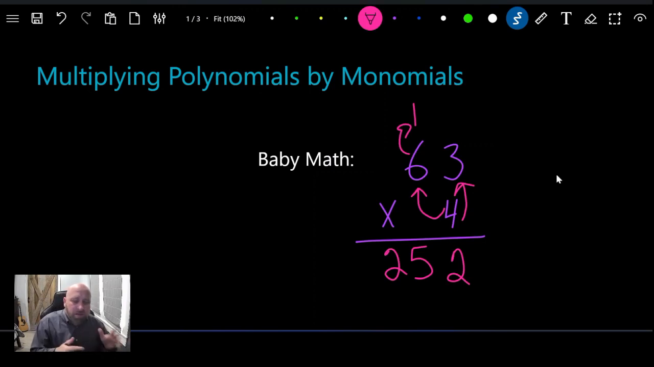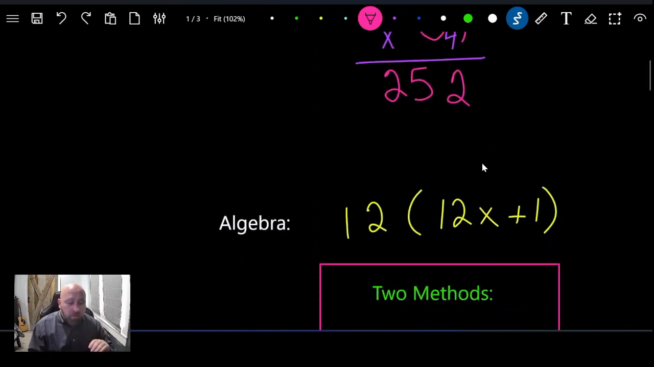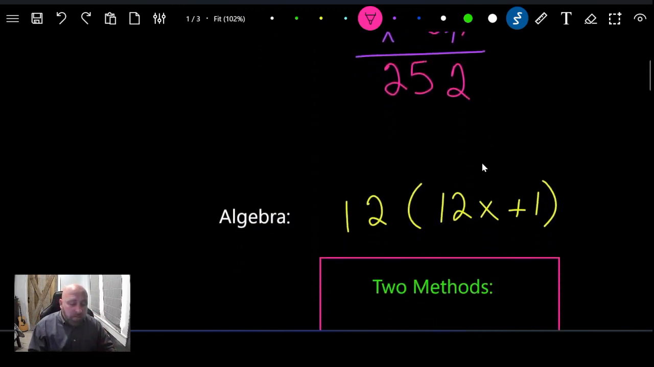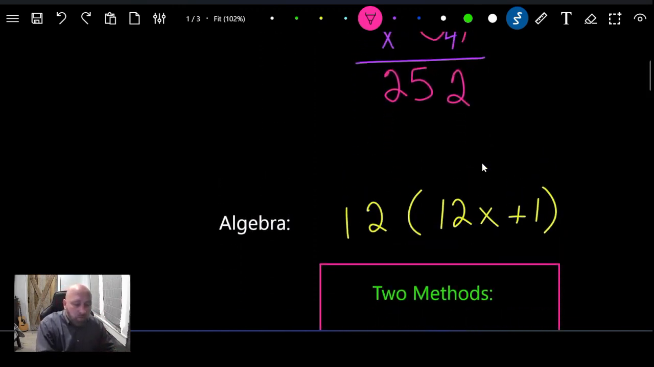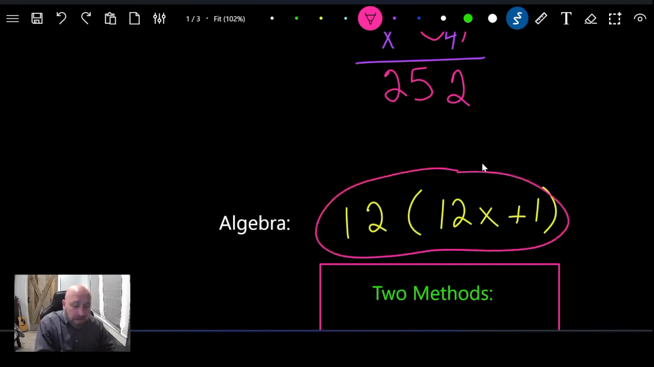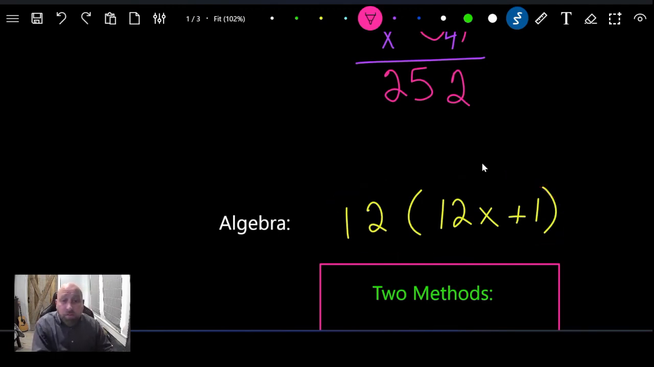Now I'm not trying to give you a hard time if you struggle with this, but I call it baby math because we've progressed past that. We're now working on algebra stuff, okay? So what I want to do is take this concept from baby math and move it into algebra. So now what happens is we get something like this, right? So we get 12 times 12x plus 1.